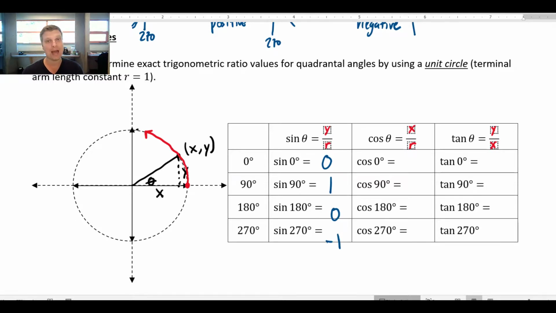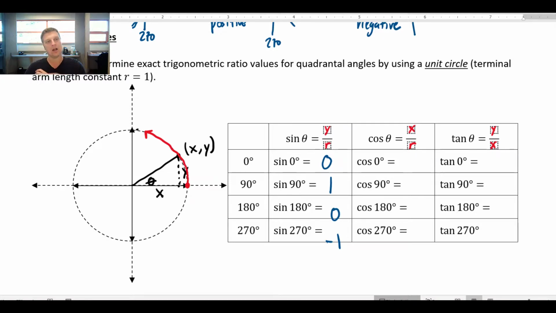And there's a definite pattern here that I want you to notice. We go from 0 to 1 to 0 to -1. If you kept going around the circle, that pattern would continue. It would go back to 0, then up to 1, then down to 0, then down to -1, and around and around. And so what about the cosine?